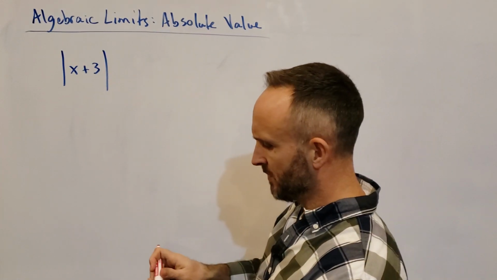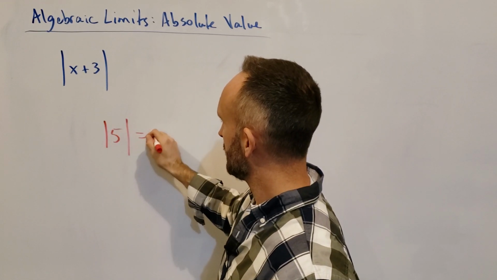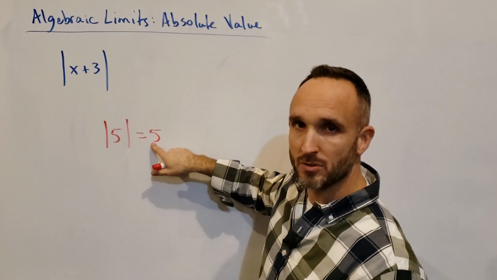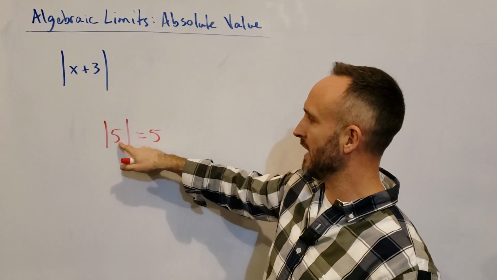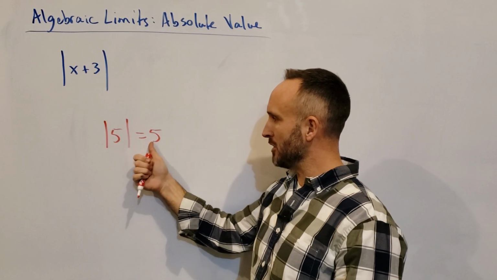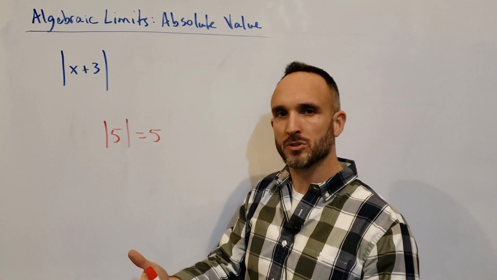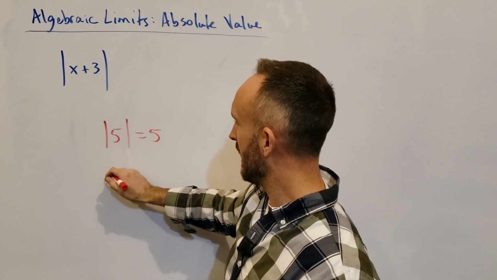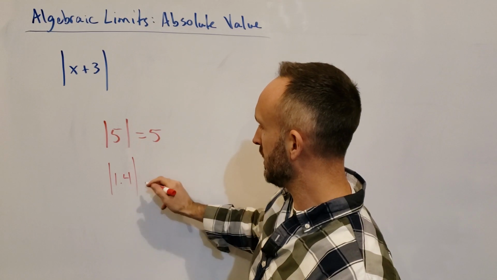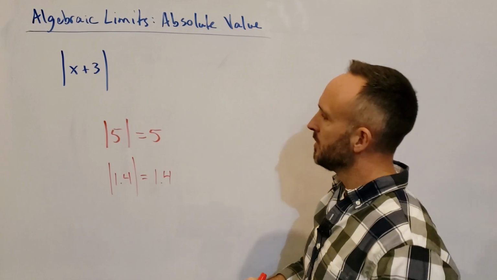So if I want the absolute value of 5, of course that's 5. And you notice that the output of the absolute value is the same thing inside the absolute value. An absolute value will output the same value as long as what you input is positive or equal to 0, right? So if I have the absolute value of 1.4, since 1.4 is positive or equal to 0, it's going to also output 1.4. Simple enough.